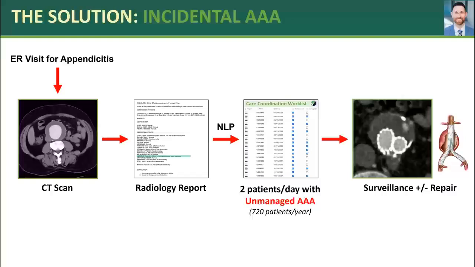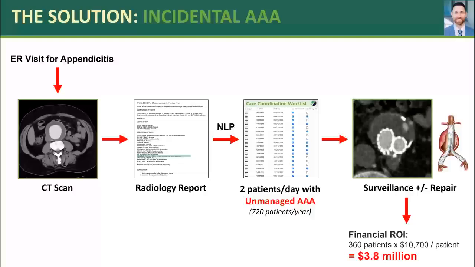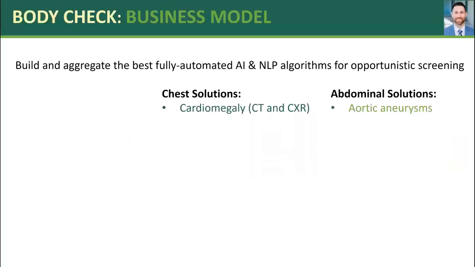So this is, again, a potential life-saving screening method, and it has a financial return on it. We think about half of these patients will probably show up, because if you tell someone you have an aneurysm, they're probably going to want to go see their doctor about that. That's about $10,000 per patient, which leads to a return on investment on a yearly basis of $3.8 million. So what we're trying to do with commercialization is help patients, and you have to have a financial return on investment, or no one's going to use it.